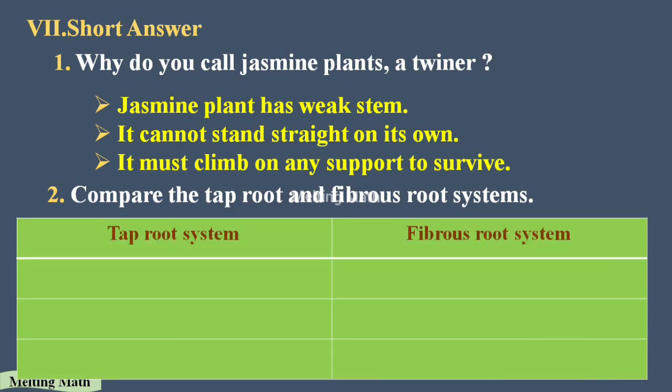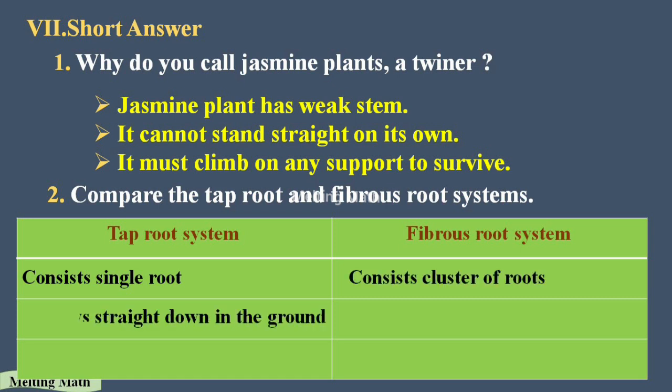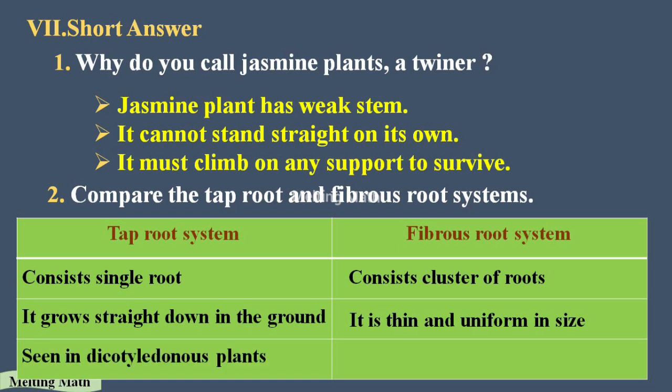Let's compare it. First, a tap root consists of a single root, but a fibrous root consists of a cluster of roots. Then, a tap root grows straight down in the ground, but the fibrous root is thin and uniform in size, and it grows only on the surface of the ground. Next, a tap root is seen in dicotyledonous plants, and the fibrous root is seen in monocotyledonous plants. So this is a comparison table.